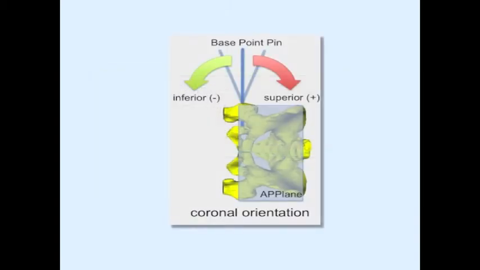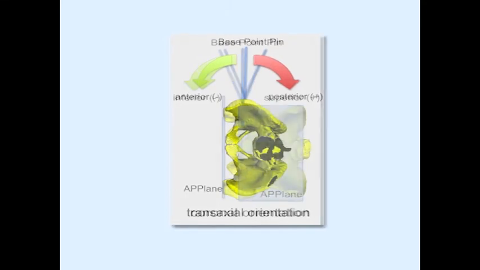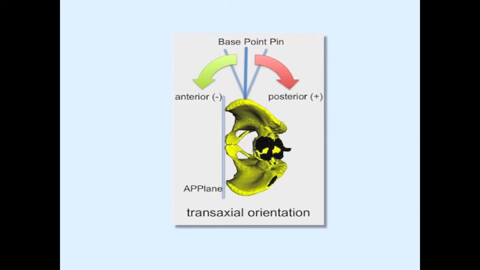This image shows the definition of the coronal drill guide angle. You will notice that positive angles aim from proximal to distal. This image shows the definition of the transaxial drill guide angle. You will notice that positive angles aim from posterior to anterior.